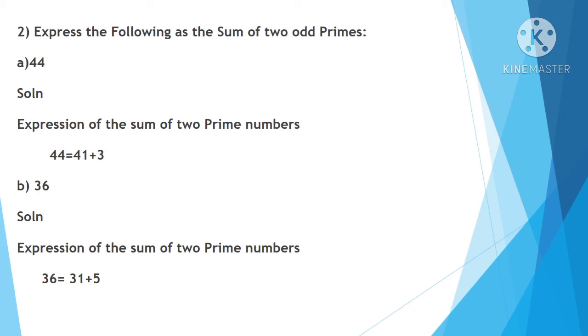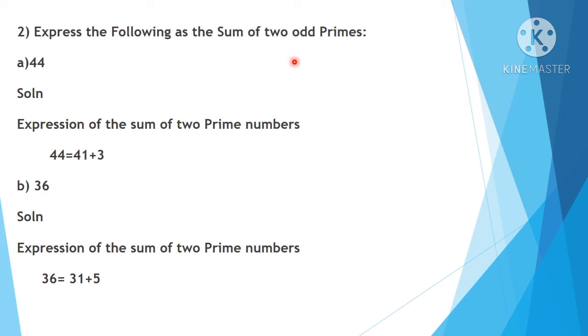Express the following as the sum of two odd primes. So we want to express, okay. We want to add two odd numbers, odd prime numbers. Here, two odd primes. That means you want to add numbers where each should be an odd number and also it should be a prime number.